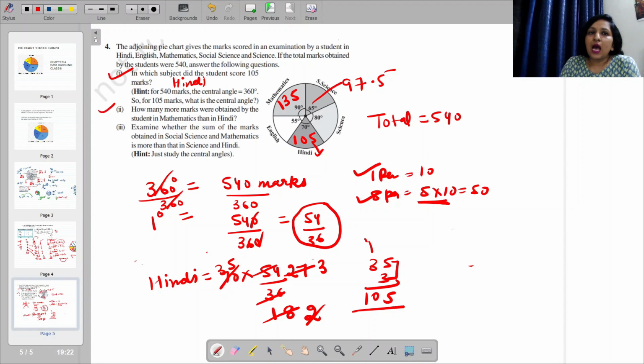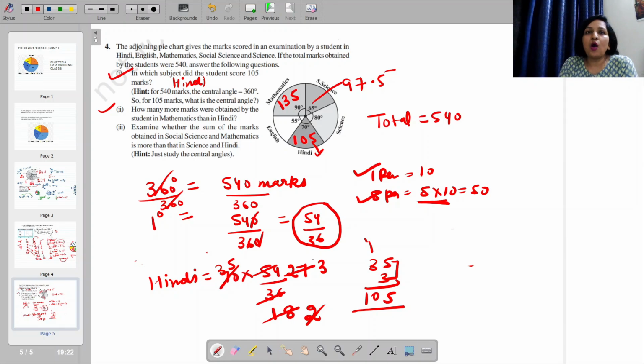Second one, how many more marks were obtained by the student in maths than in Hindi? Whenever there is a comparison, how many more, how many less, every time subtraction has to be done. है ना? More का मतलब addition नहीं होता हर बार. If I have scored 10 marks and you have scored 20 marks.